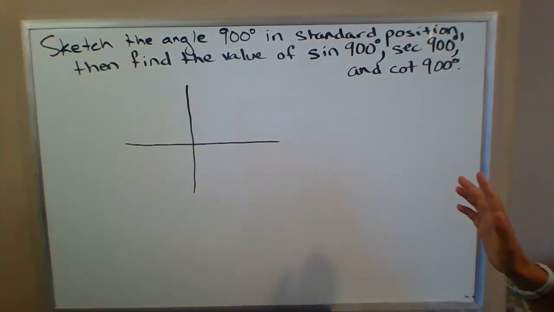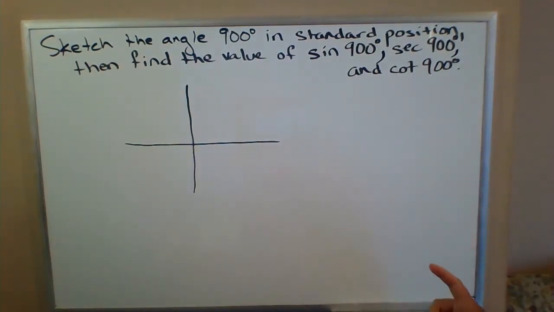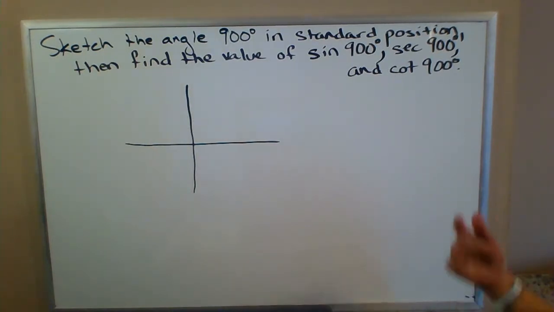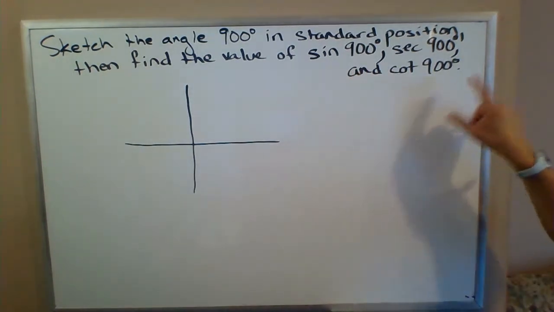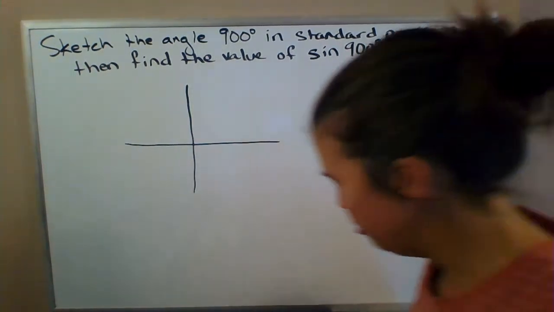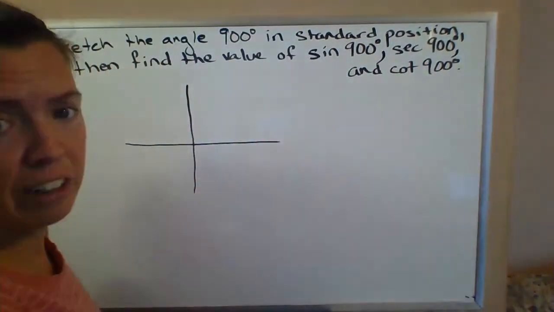So in this example, we're asked to sketch an angle measuring 900 degrees in standard position. And then we're going to find a point on the terminal side and use that to find the values of sine of 900 degrees, secant of 900 degrees, and cotangent of 900 degrees.